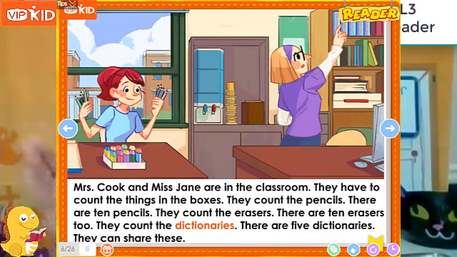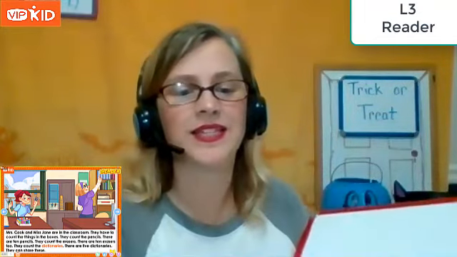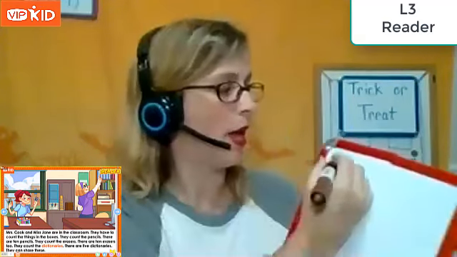On page 6, they're actually going to start looking at the reader and read the reader. And in this, I would have them look at the picture and say, what are they doing? They are counting. Yes, very good. Let's read. And then have the student read the text. And as the student's reading the text, I would circle some of the things that are being counted. They have to count the things in the boxes.